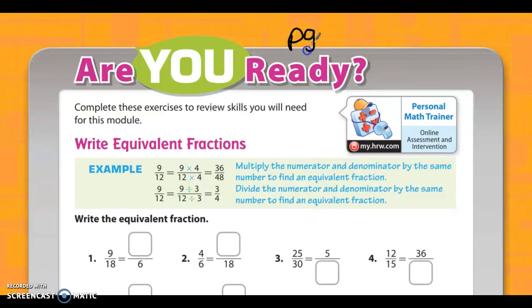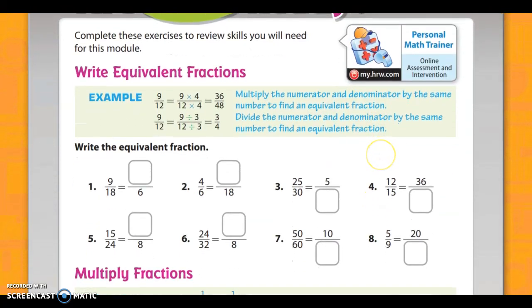This is page 200. We're getting ready for Module 8. This page right here is just a review of some skills that you need to have to be successful in Module 8. The first section is called Writing Equivalent Fractions.